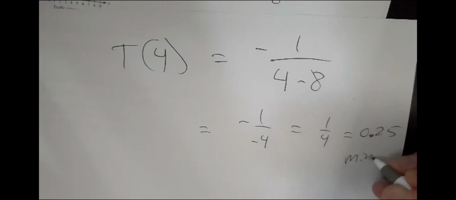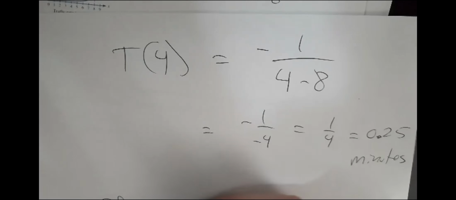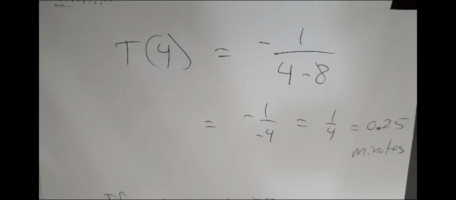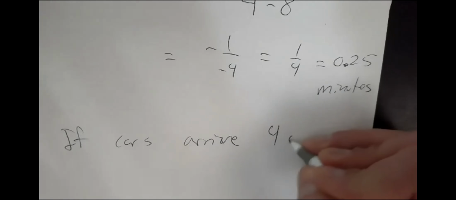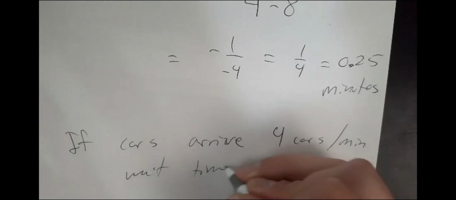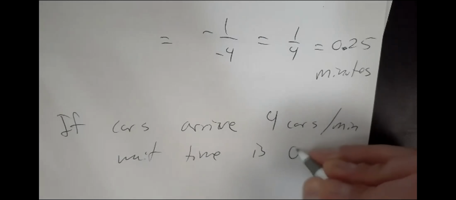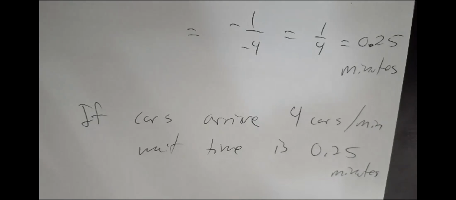It's probably easier to write 0.25 minutes. So they want a little bit of interpretation. x was the rate that cars arrived. So what rate are cars arriving? I think they're doing 4 cars per minute. So if cars arrive at 4 cars per minute, the wait time is 0.25 minutes. That is what this is telling me.